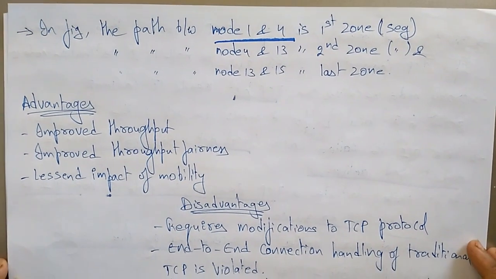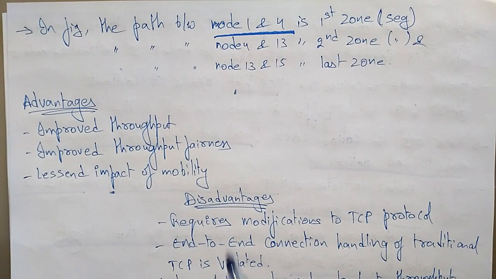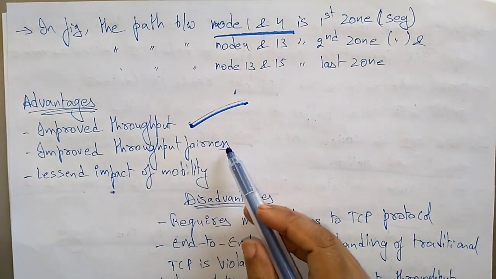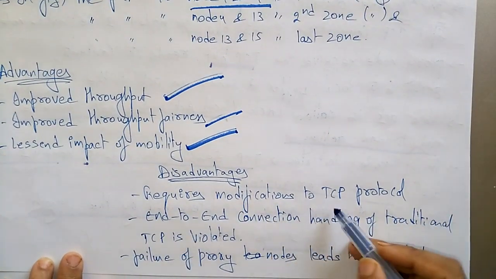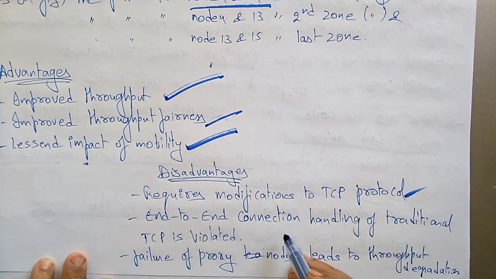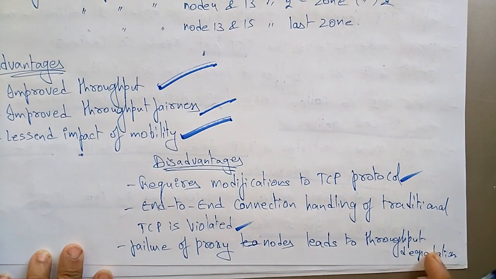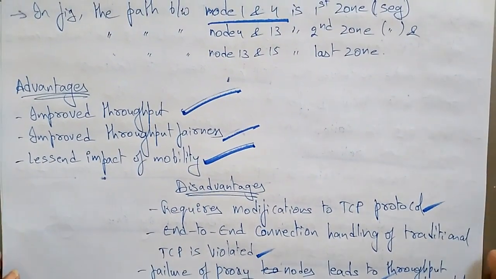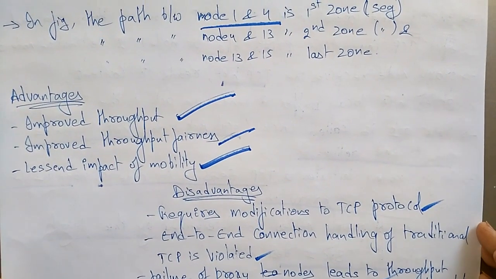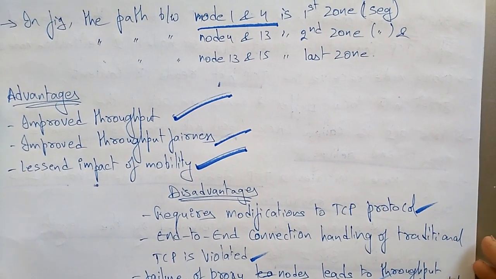Coming to the advantages and disadvantages of split TCP. Advantages are improved throughput fairness and lessened impact of mobility. Disadvantages are that it requires a modification to the TCP protocol, the end-to-end connection handling of traditional TCP is violated here, and the failure of the proxy nodes leads to throughput degradation. Because of the proxy nodes only, we are splitting the long TCP connection into short concatenated TCP connections, so failure of the proxy nodes leads to throughput degradation. So this is about split TCP, which is the split approach of TCP over ad hoc wireless network protocols. Thank you.